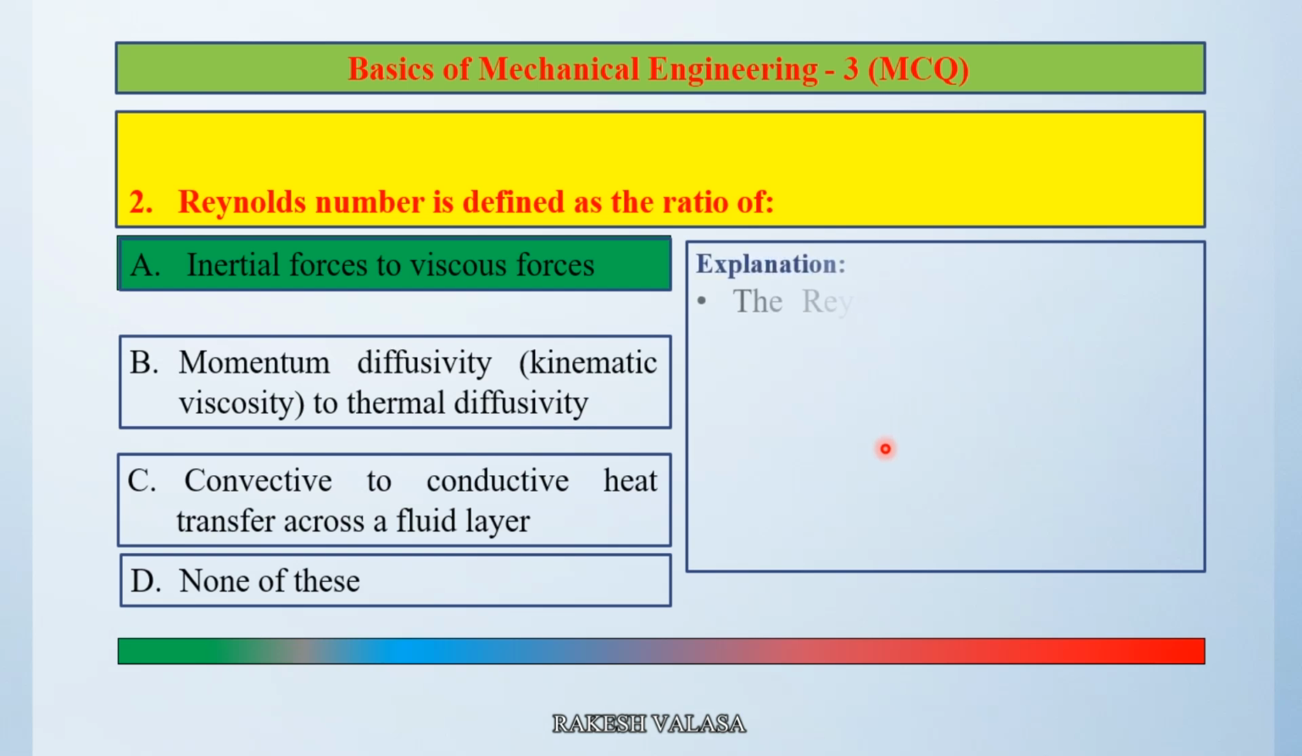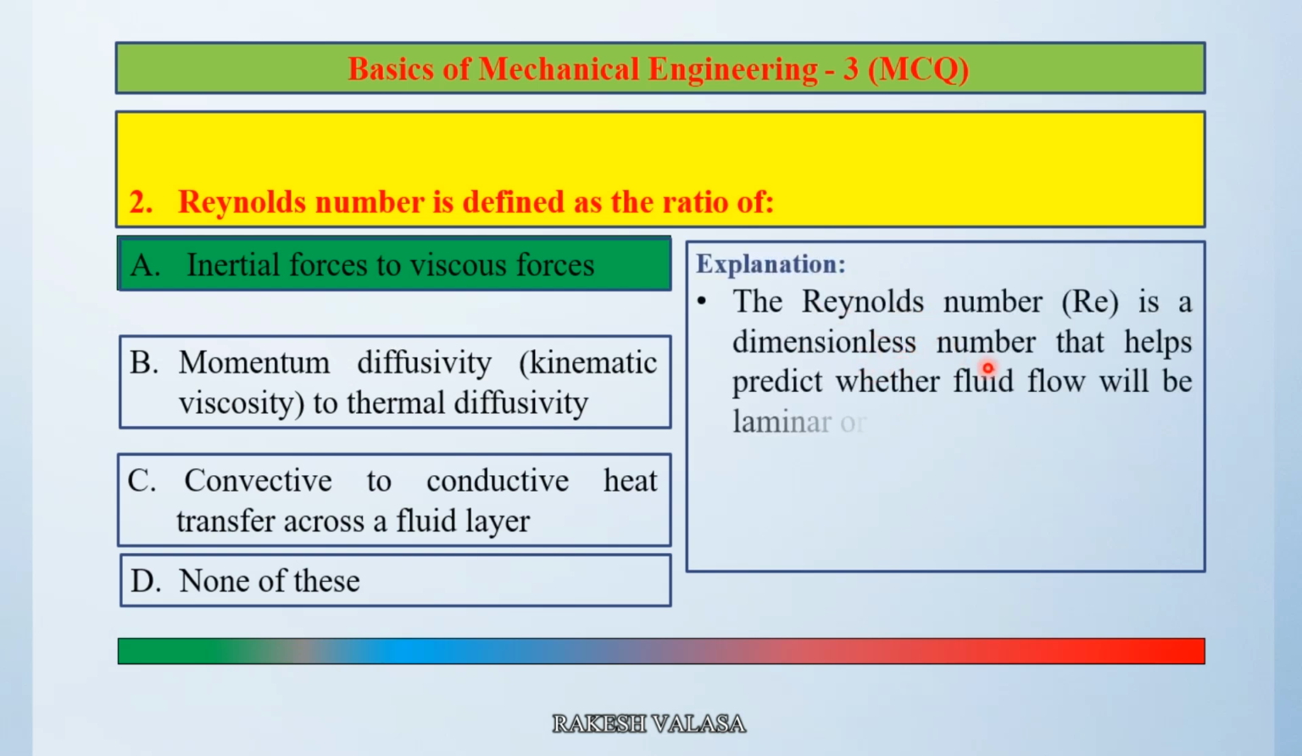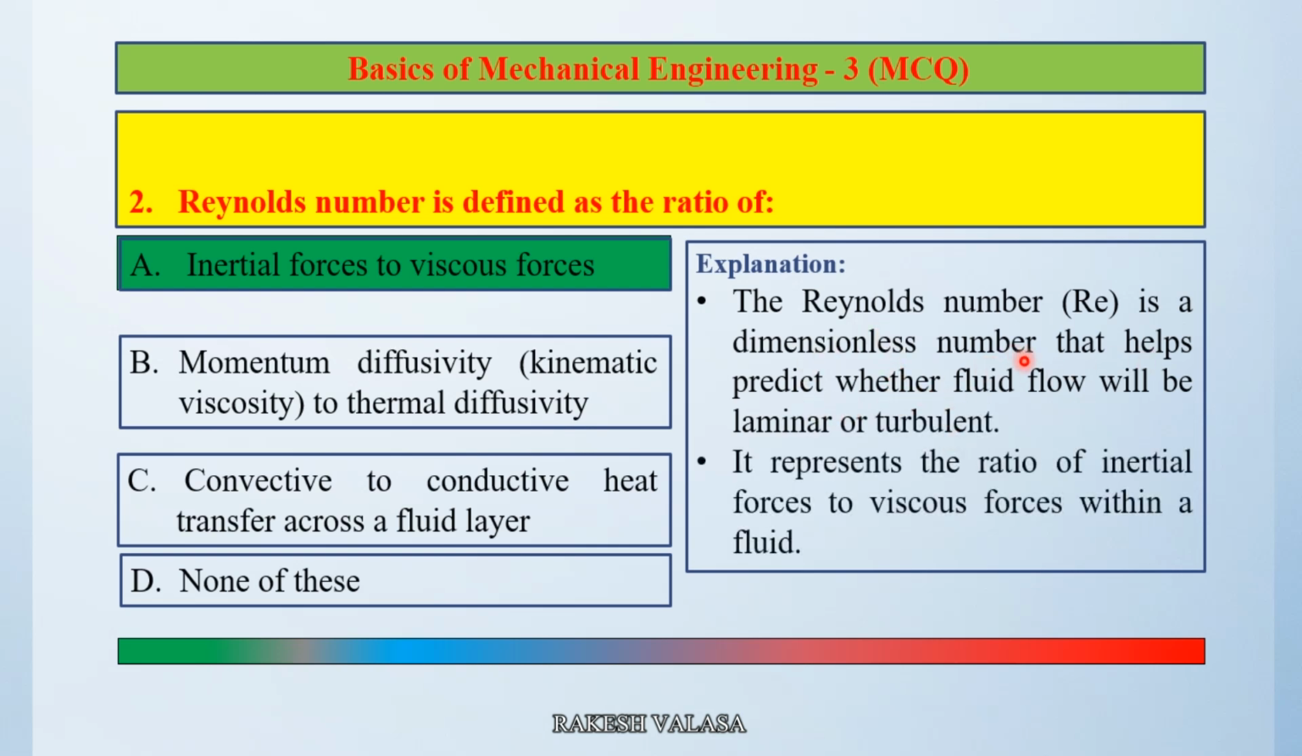Let us see the explanation. The Reynolds number is a dimensionless number that helps predict whether fluid flow will be laminar or turbulent. It represents the ratio of inertial forces to viscous forces within a fluid. So the correct answer is option A, inertial forces to viscous forces.